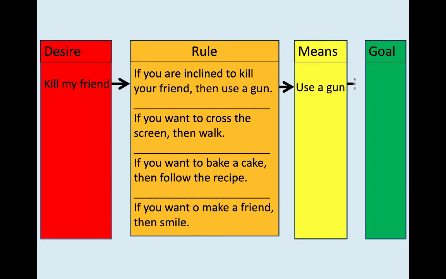So you can have different kinds of goals, like you might have a desire to kill your friend, in which case the first rule is the relevant one. You might have a desire to walk across the screen, in which case the second one is the relevant one. You might have a desire to bake a cake, in which case the final one is the relevant one, and so on.